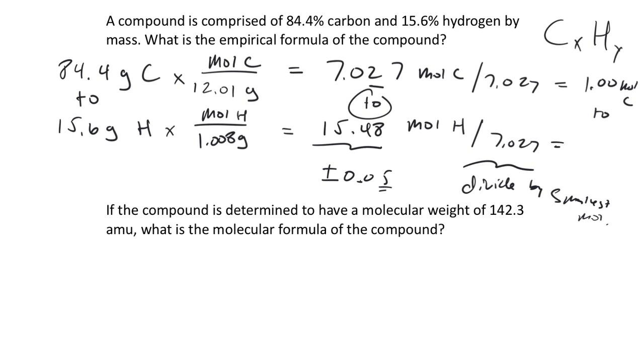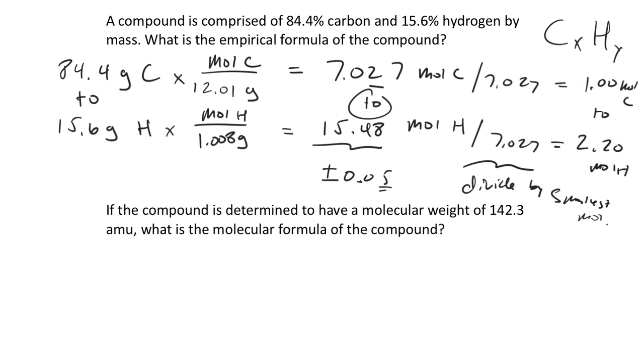Now in ratio to 2.20 moles of hydrogen. So still not close enough to round to 1 and 2. I can't round this quite to 2, so I can't say it's CH2 in terms of my empirical formula. So then what do we do?